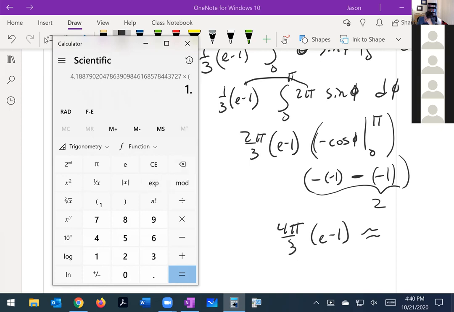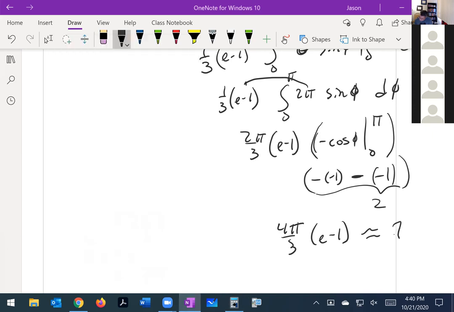Let's go back. So this is 1. Let's go second, e to the first power, that's good. Okay, minus 1, close parentheses, equals, and that's about 7.19. I'll call it 7.2 for good measure, about 7.2.